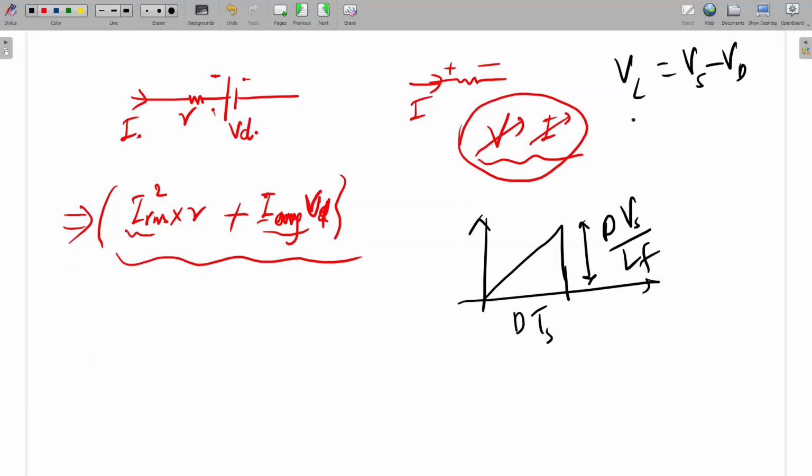So it will be Vs how much? 100 minus 0.5. This is the VL value during the on condition. So in place of this Vs, it will be D into Vs minus Vd divided by LF. Is it clear?